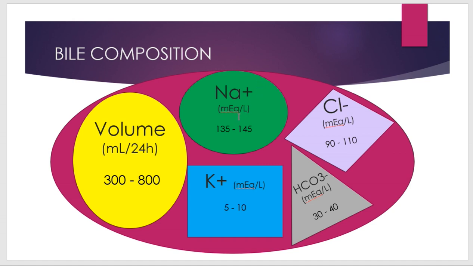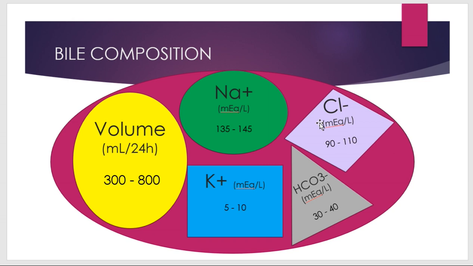And this is the sodium content. The amount is around 135 to 145 milliequivalents per liter. Sodium present in bile. Okay. Now here this picture is denoting the potassium. This rectangle is denoting the potassium levels in milliequivalents per liter. Obviously, these four things are in milliequivalents, and this is the total volume secreted by our body. The potassium is between 5 to 10 milliequivalents per liter.